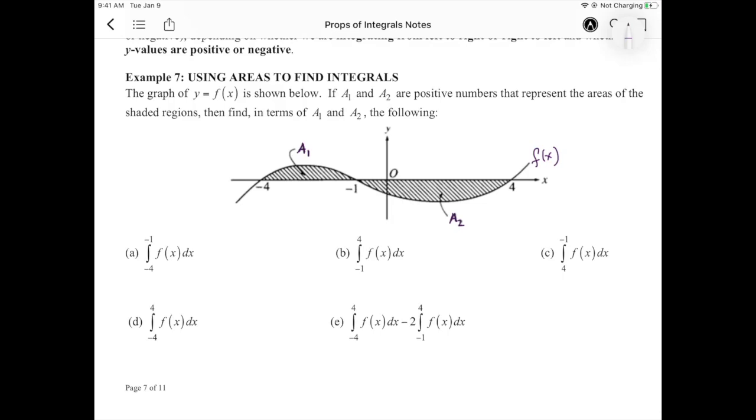Alright? So I see from -4 to -1, it's asking me what that area is. I can just straight up say, oh, that's area 1. Okay? Easy, right? And then now it's saying go from -1 to +4. So -1 to 4, I get A2. Since definite integrals can be negative, I'm going to say this area is -A2. Okay? Because definite integrals can be negative. And that one is because it's below the x-axis.